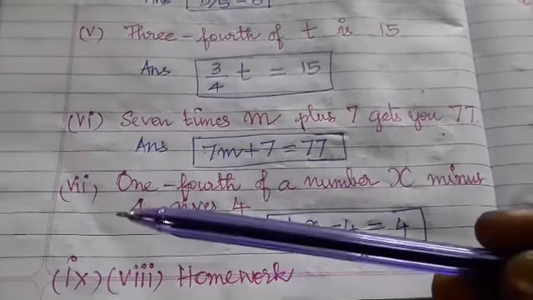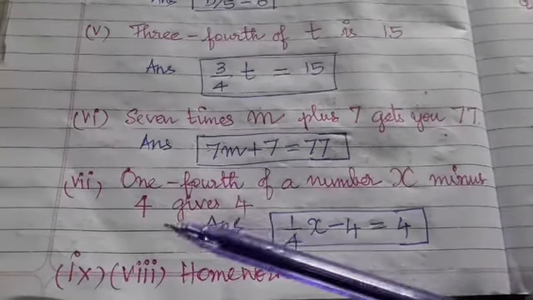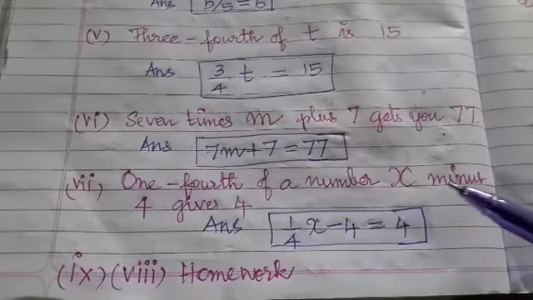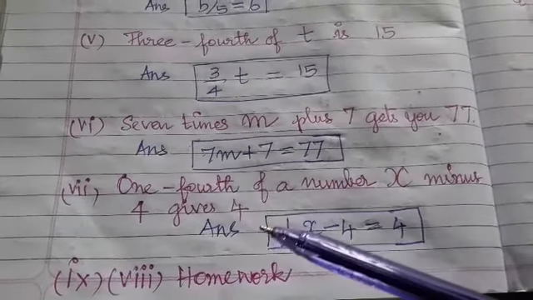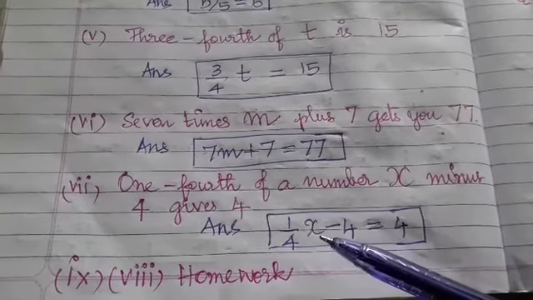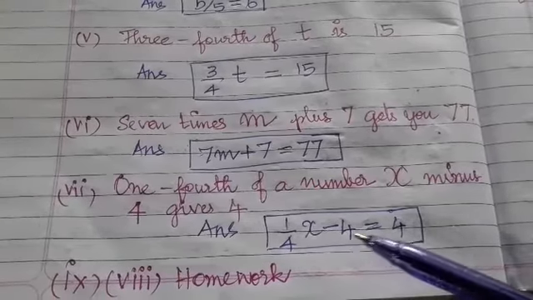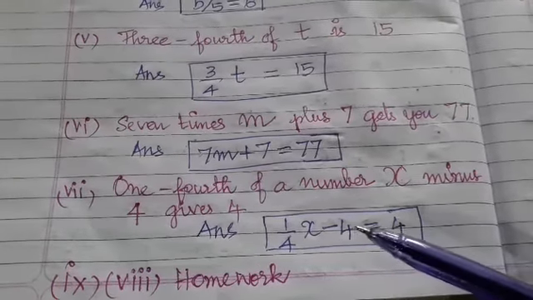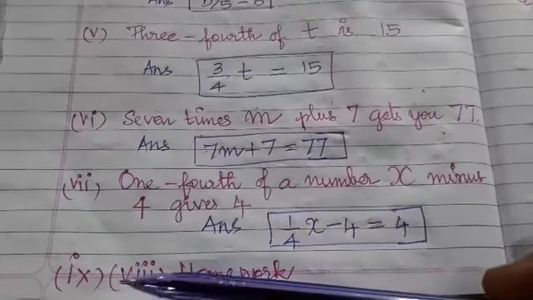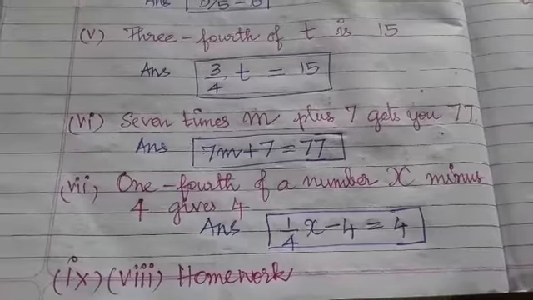Then, seventh problem. If 1/4 of a number x minus 4 gives you 4. 1/4 means what? 1 upon 4 times of x. 1 upon 4 times of x minus of 4 gives you 4. Then eighth problem and ninth problem you take it as a homework in this fourth question. Okay.